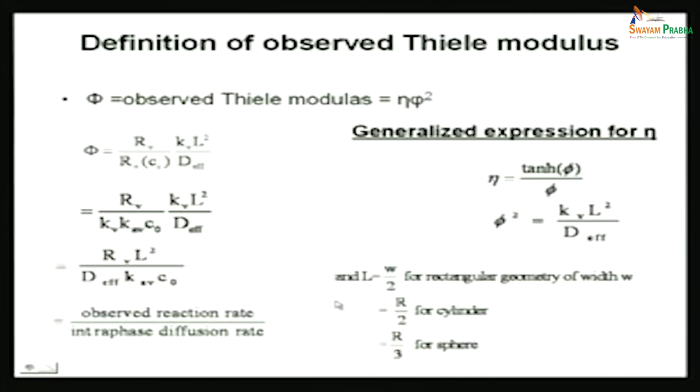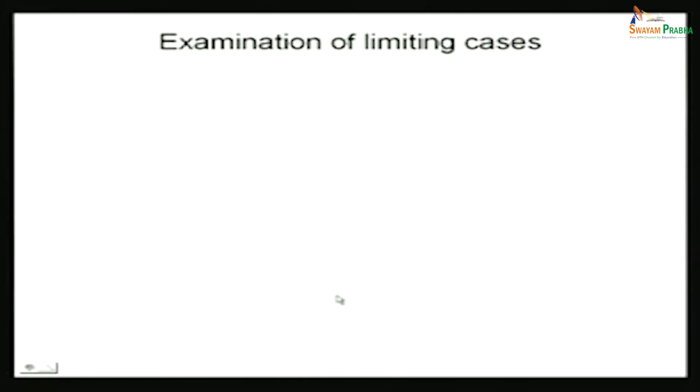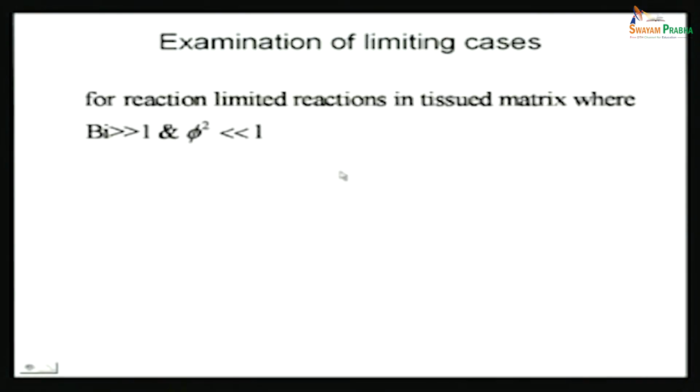Done? Okay. Now, what we will do is we have looked at different cases before, and with the use of this general shape normalized formula and the previous formulas, I am going to look at limiting cases. How do limiting cases help us? Because it helps us calculate the asymptotes of the system. Okay. So, first case that we are going to look at is where the Biot number is much greater than 1 and phi square is much lesser than 1, or in other words, the system is completely reaction limited. Okay.